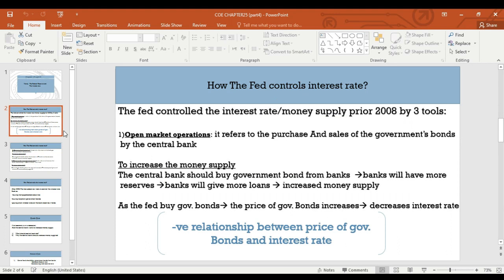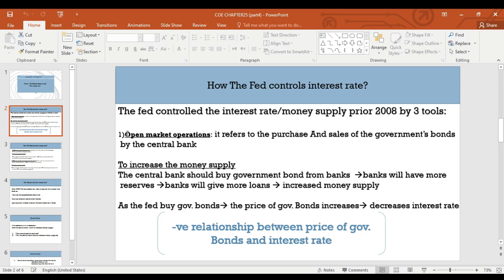So let's start with the Fed. We know from previous parts that the Fed has control over the interest rate and that it can adjust the interest rate in order to change the money supply. So the Fed controls the interest rate and money supply using three tools before 2008.